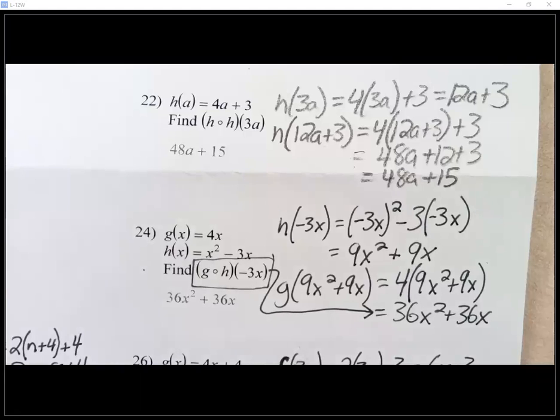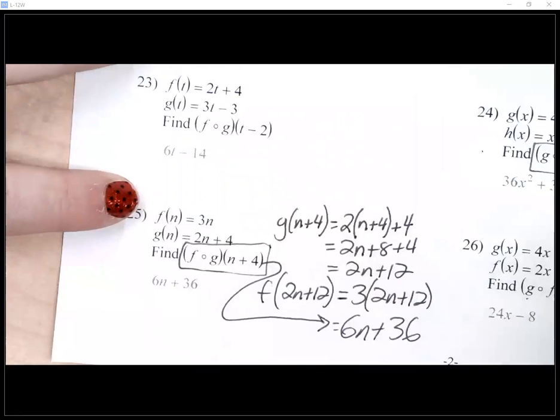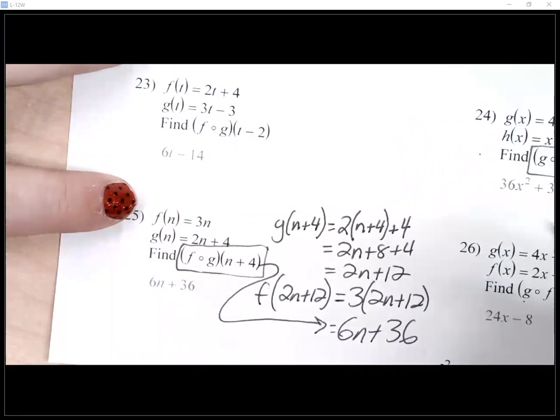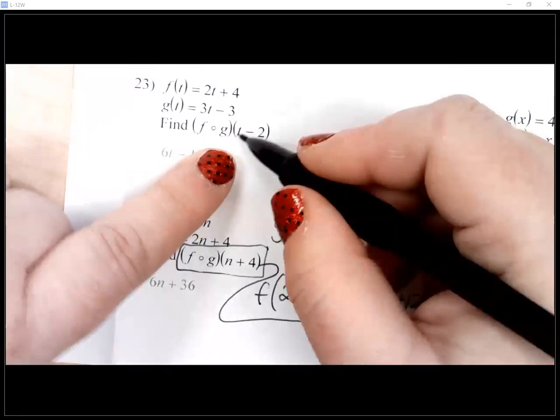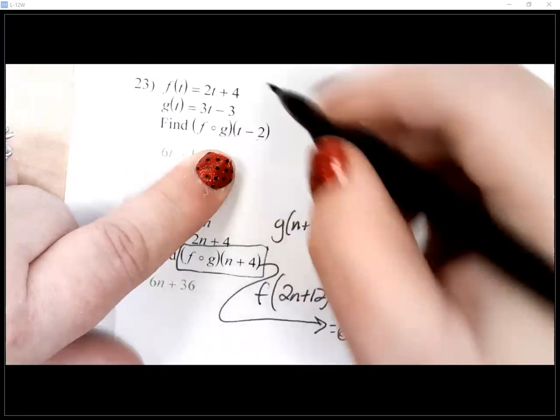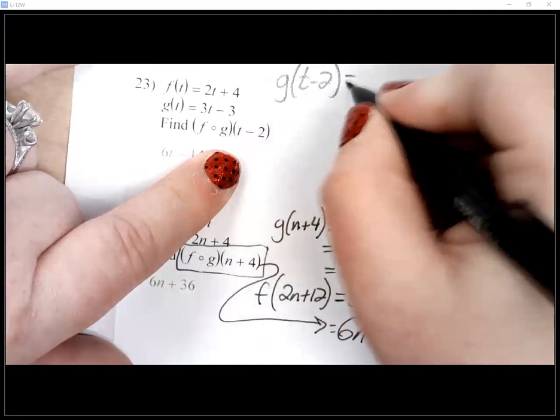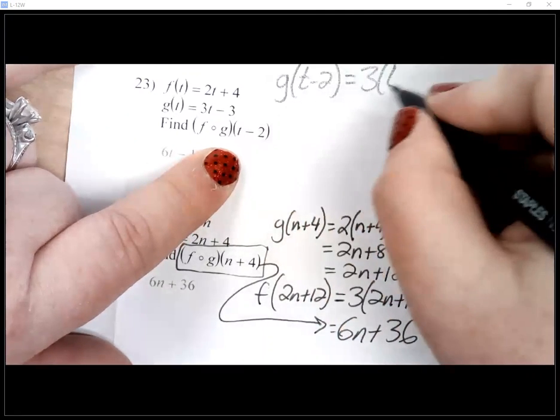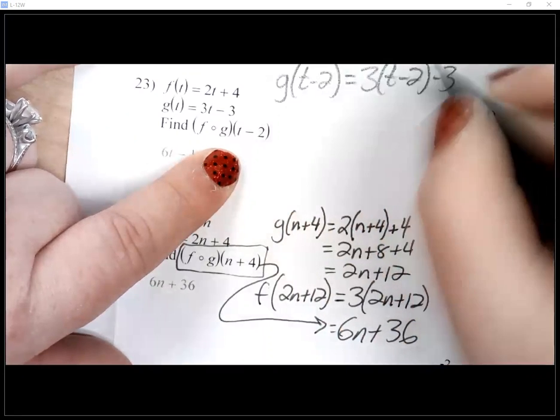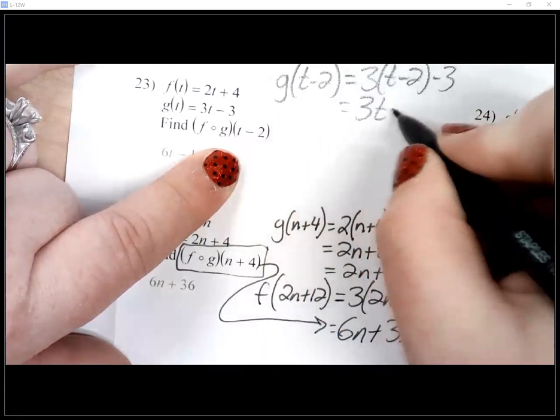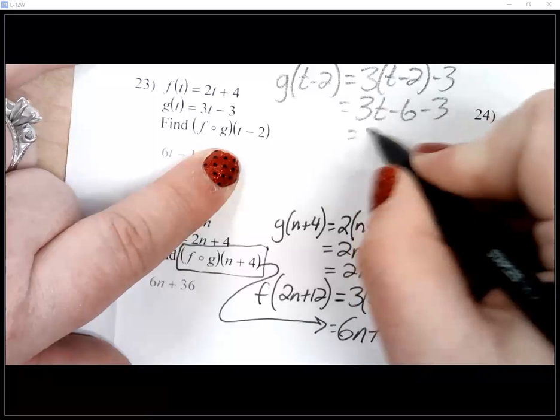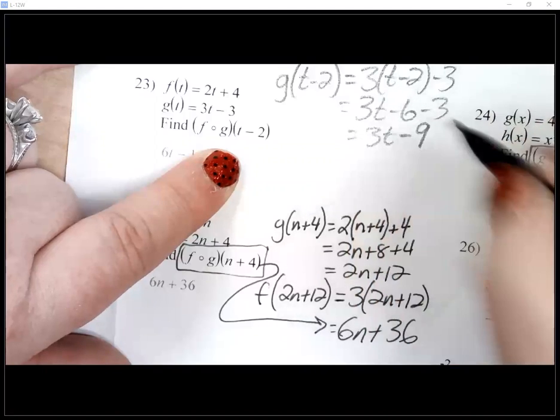Yeah. For number 23, I got 16 minus 3, not 14. Yeah, I think I got it. All right, so let's take t minus 2 and put it into g. Oh, wait, it is 16. Oh, I thought you said 16. So that would be 3 times (t minus 2) minus 3. So that's 3t minus 6 minus 3, or 3t minus 9. Yeah. That's right.